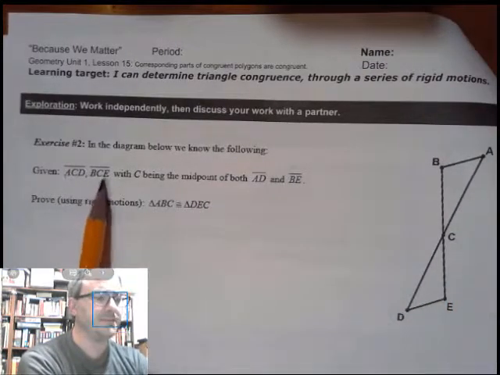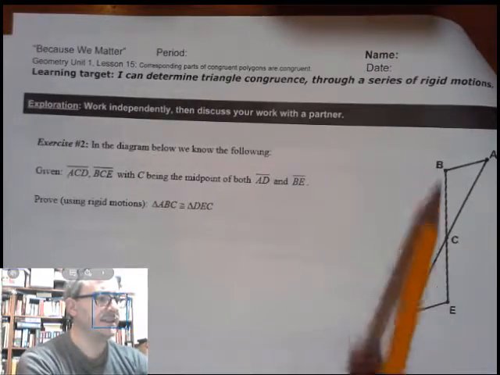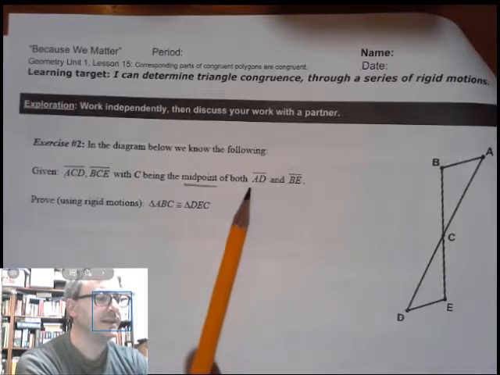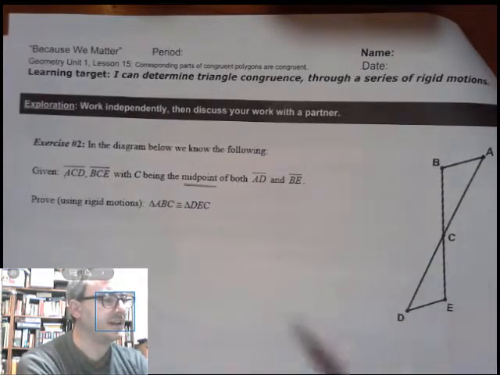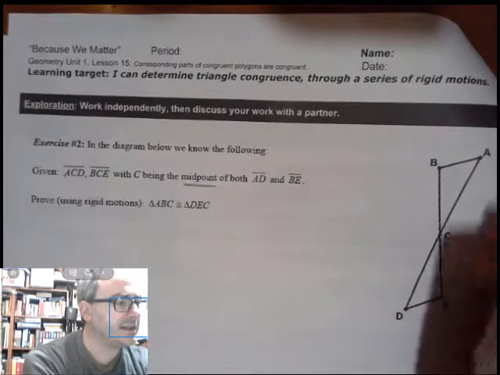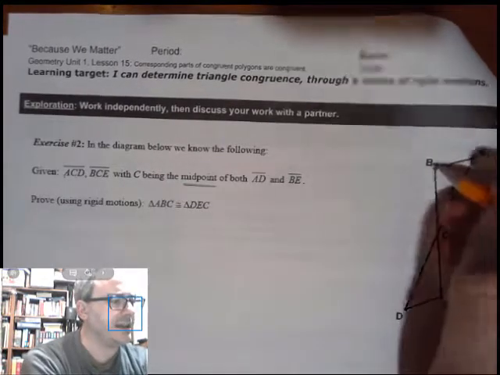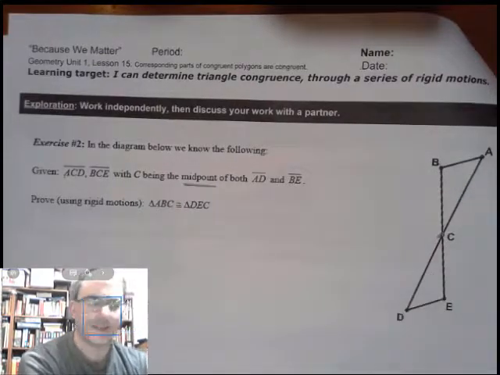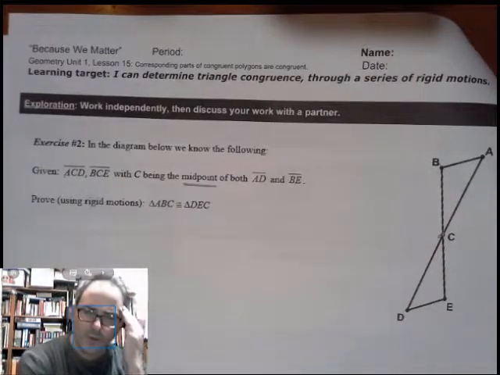And line segment BCE, that line segment there, with C being the midpoint of both AD and BE. So AD, that's this here, and BE. So C is the midpoint of these two pieces, of both these line segments. So right now, what is a midpoint?